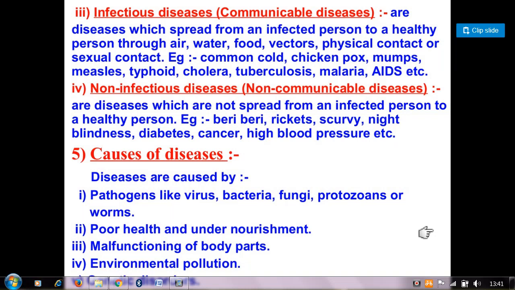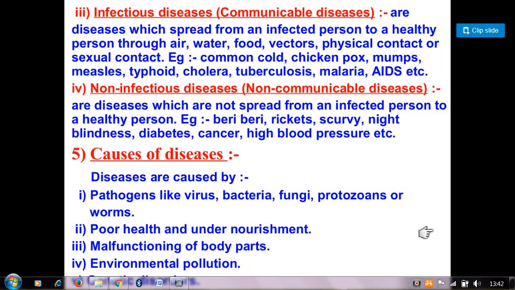Now fifth is about the causes of diseases. Diseases are generally caused first by pathogens like virus, bacteria, fungi, protozoa or worms. Another cause of disease could be poor health and undernourishment. Whenever a person suffers from a disease, it can happen that he is from a poor background and thus has poor health, and also he could be undernourished. He lacks some nourishment in his diet.